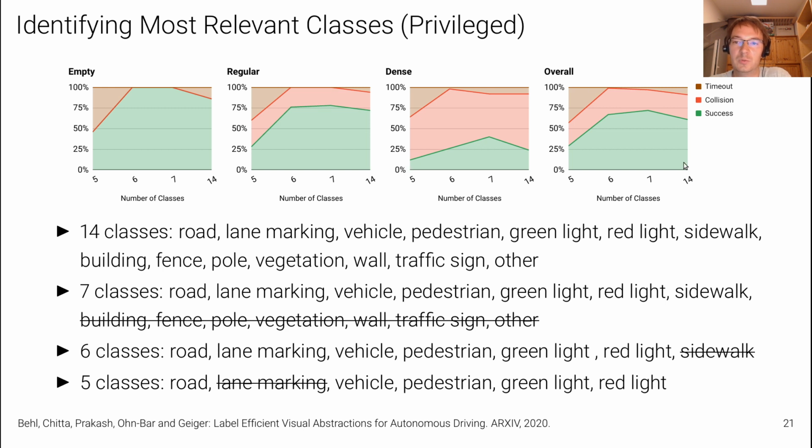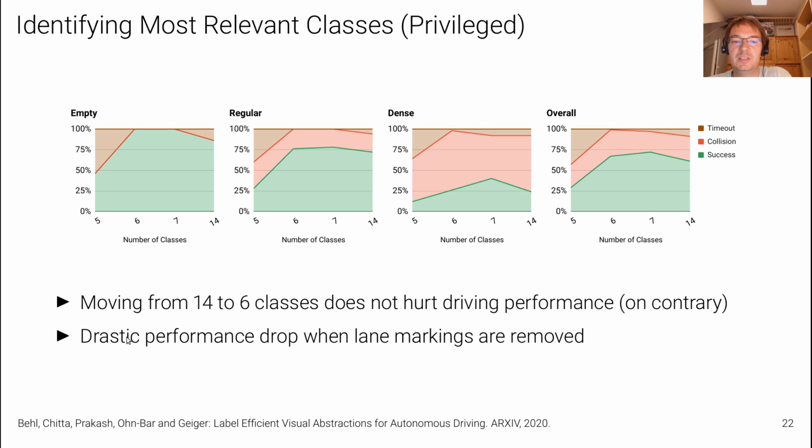So let's look at the overall plot here on the right. The tendency is that if we reduce from 14 to 6 classes, we don't see a drop in performance. We actually see sometimes even an increase in performance. However, when we reduce to 5 classes, then we see a drastic performance drop as the lane markings are removed. This means the sidewalk is not as important, but lane markings are for sure important for the model. This might not be surprising, but this experiment provides systematic evidence that this is actually the case.